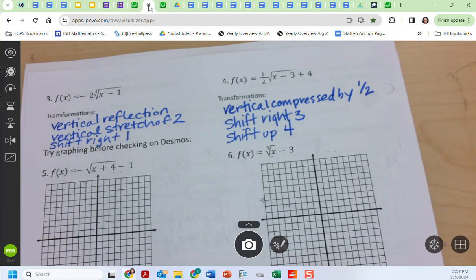Underneath the root, if you have a minus, you go right. If you have a plus, you go left. Outside of the root, if you have a plus, you go up. If you have a minus, you go down. In front of the root could be a stretch, a compression, or a reflection.